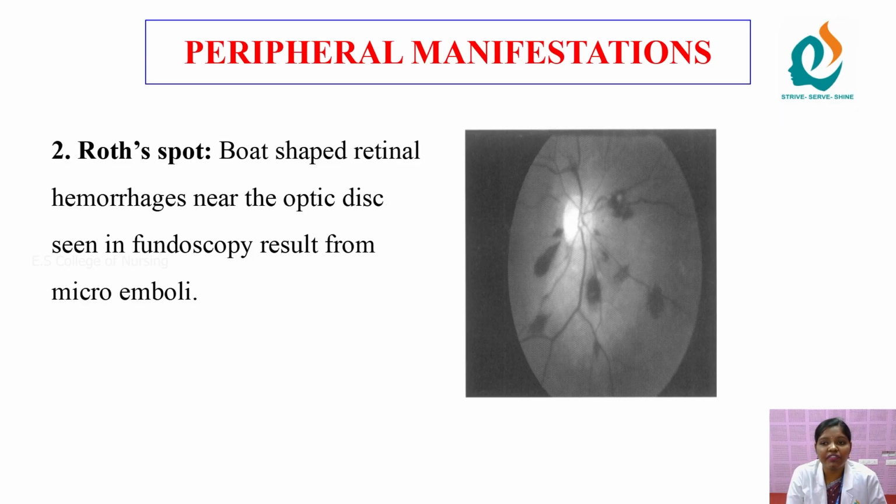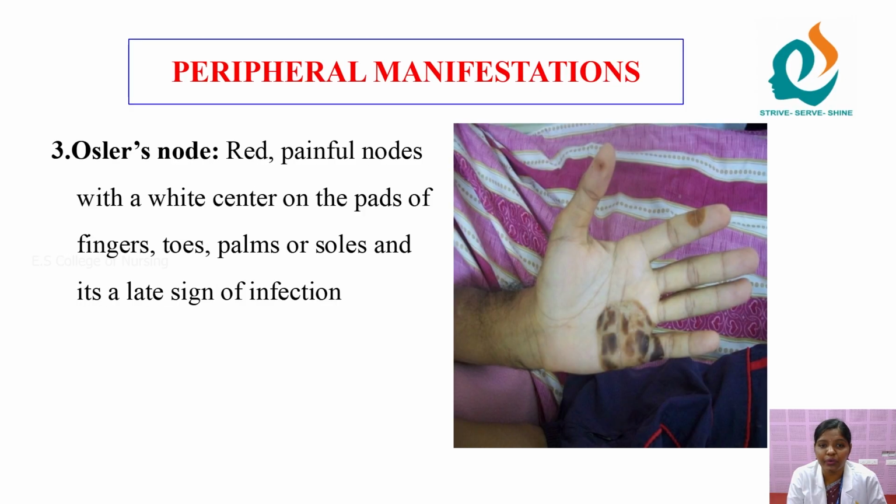Next, we move on to the peripheral manifestation Roth spots. These are boat-shaped retinal hemorrhages near the optic disc, seen on fundoscopy, resulting from microemboli. Osler nodes are red painful nodes with a white center on the pads of the fingers, toes, palms or soles, and are a late sign of infection.